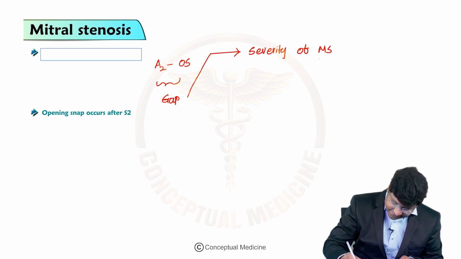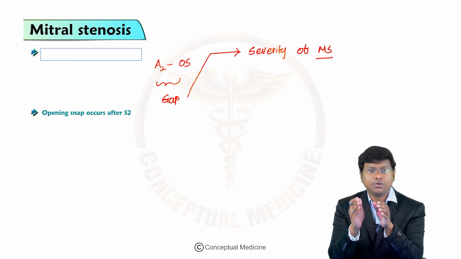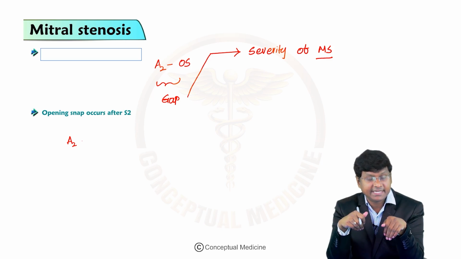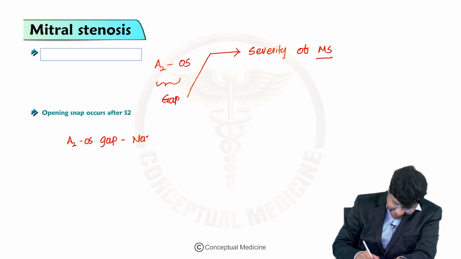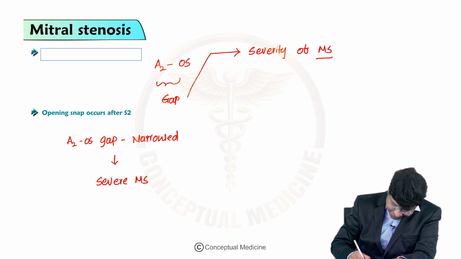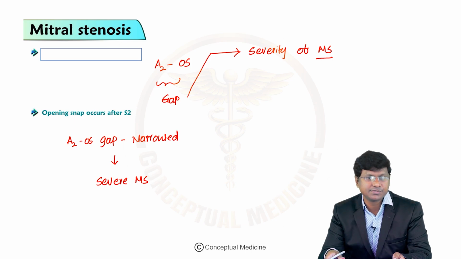Okay, so in what way does it decide the severity? Let me tell you. If the A2 OS gap is narrowed, that tells you that the individual has severe mitral stenosis.